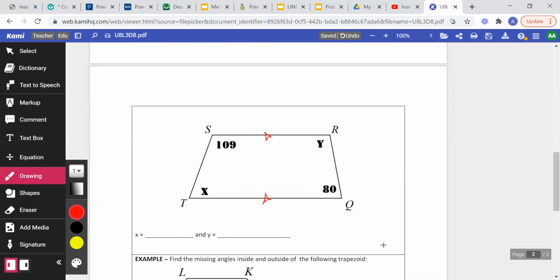Oh, okay. So Tyler said 109 plus X equals 180. So what do we do? Okay. So let's solve this first. I'm gonna take away 109 on both sides, isn't it? So if I do 180 minus 109, what's the answer? 71? Okay.